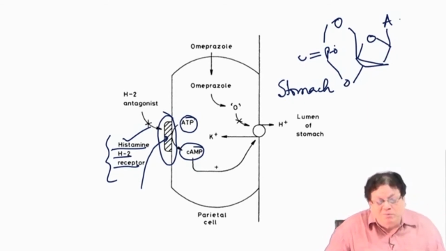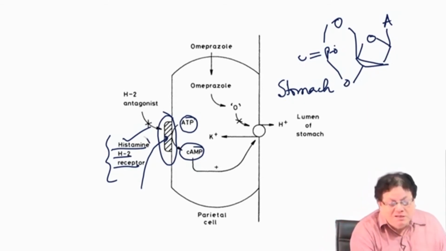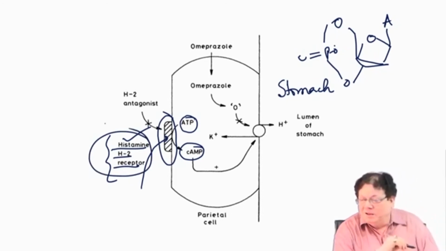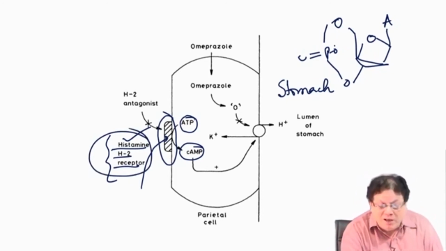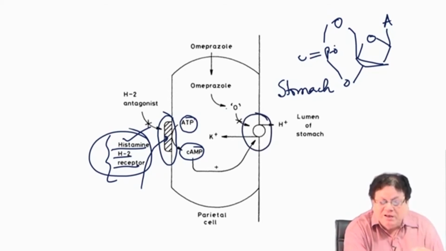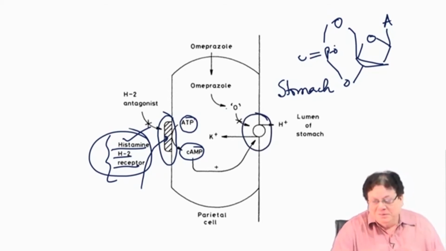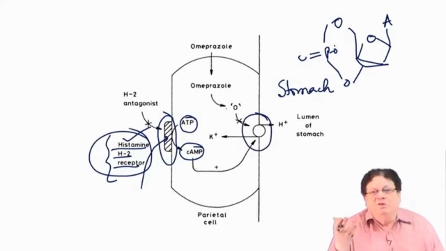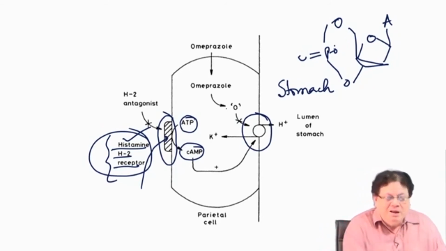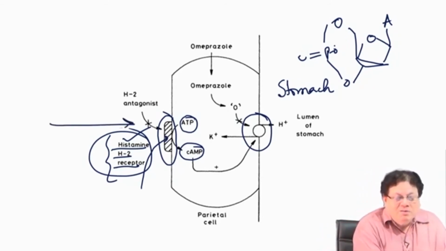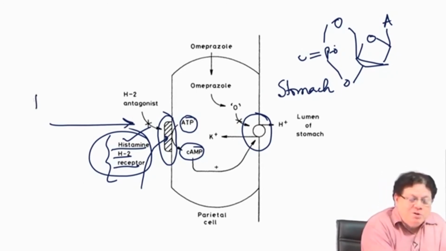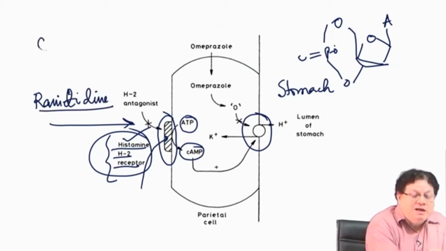So, now how to stop this acidity? You can target the histamine receptor, that is one, or you can also look at this pump. You can stop the pump also, because that is also an enzyme. Okay. There are very good H2 antagonists. You know the names, ranitidine, or the first one that was discovered was cimetidine.